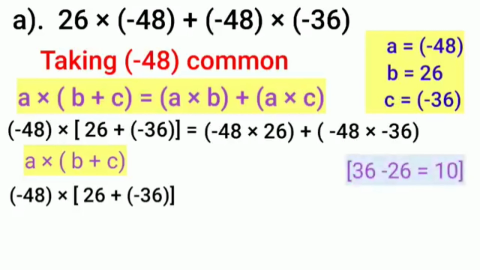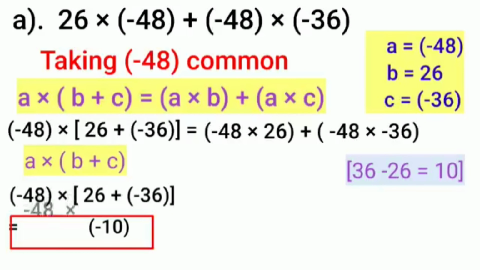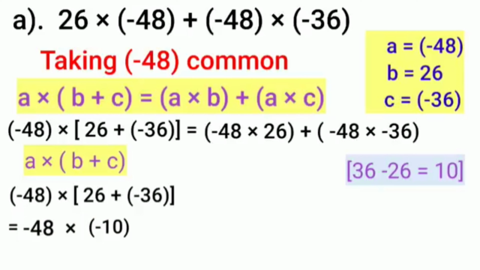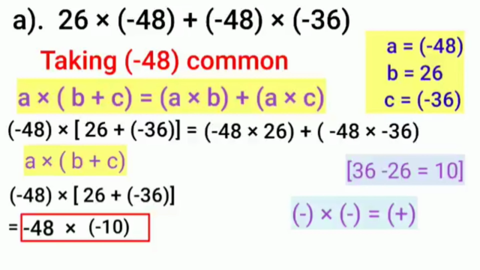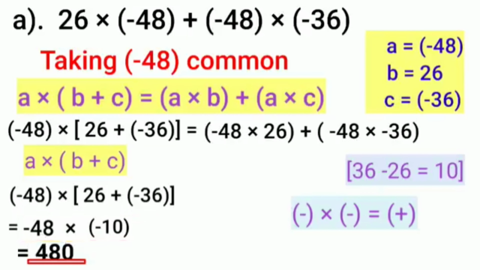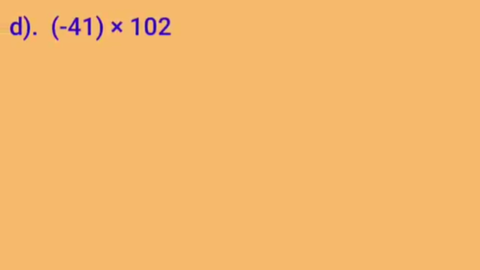36 minus 26 is 10. Write the sign of the number with the greater absolute value. It is minus 36. So its answer is minus 10. Now multiply minus 10 by minus 48. As per the rule of multiplication of integers, minus into minus is equal to plus. So, minus 48 into minus 10 is plus 480. Therefore, the answer is 480.